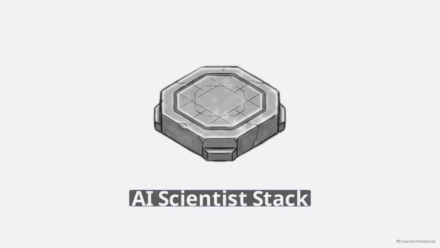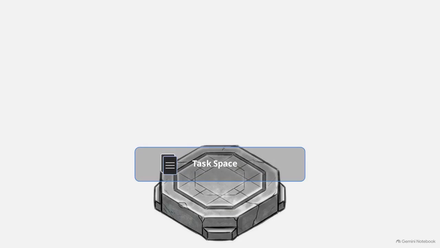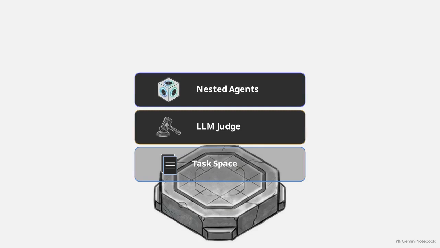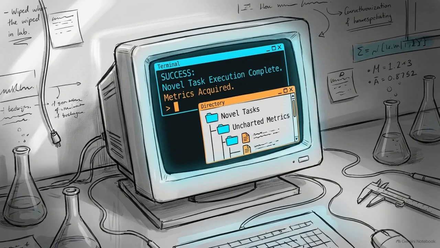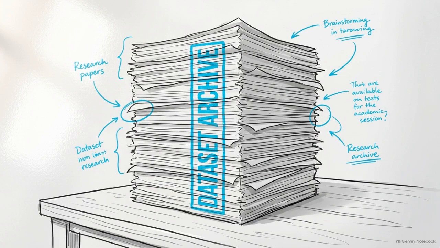Training in a domain where success cannot be mathematically verified required a specific four-part stack: an auto-generated task space, an LLM-judge validated against humans, a nested agent architecture, and a stabilized GRPO recipe. Establishing a model's ability to navigate the ambiguity of replication serves as a prerequisite for more open-ended scientific tasks. To train a model using reinforcement learning, you first need a highly scalable environment to train inside. That requirement led to the creation of the Replica task space.